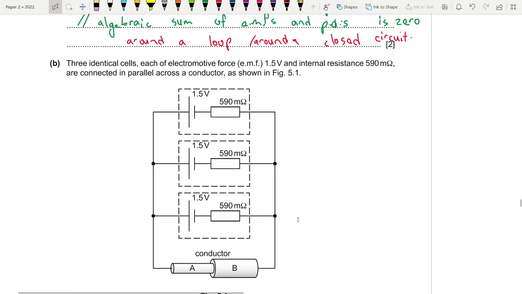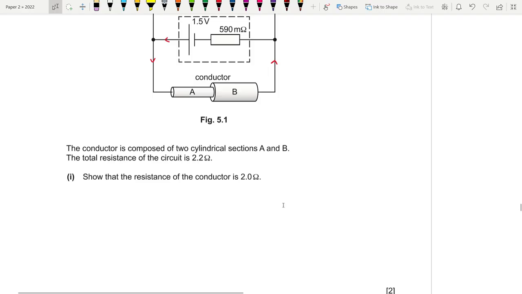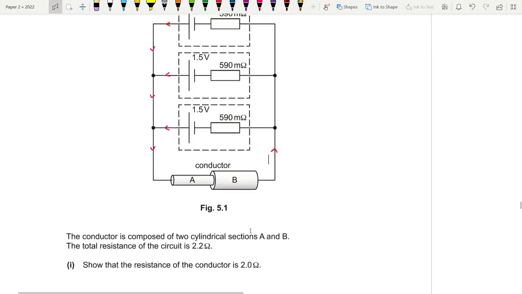So what do we have here? 3 identical cells, each of EMF 1.5 and internal resistance 590 milliohms, are connected in parallel across a conductor as shown. That's good. So we know that when cells are connected in parallel, the EMF is not added up sadly, although the currents will be added up according to Kirchhoff's first law. So the resistance of the conductor is 2 ohm. The total resistance of the circuit is 2.2.